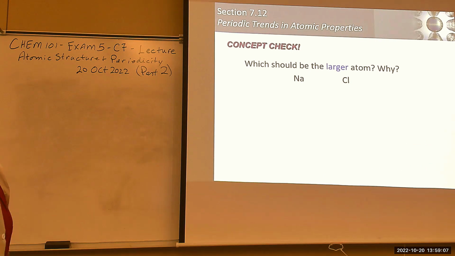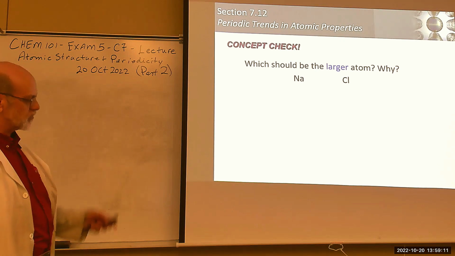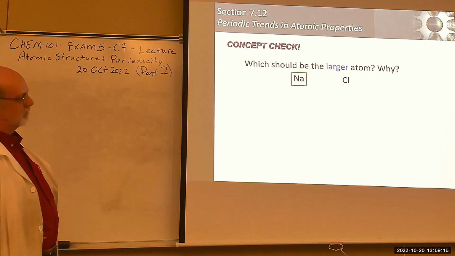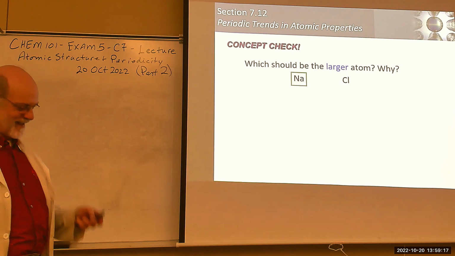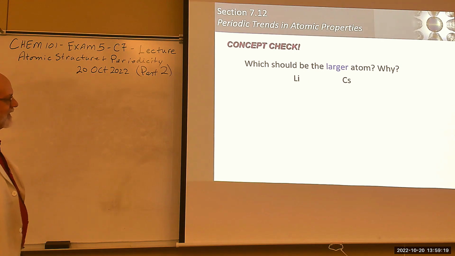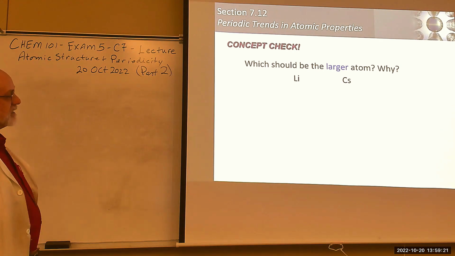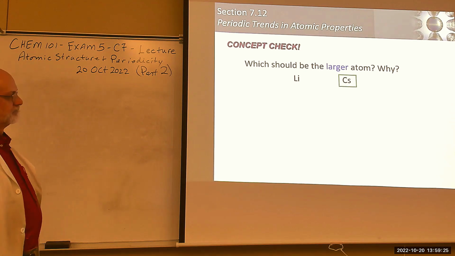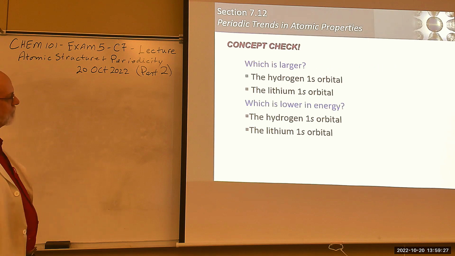Which should be a larger atom? Sodium and chlorine are in the same period, so chlorine should be smaller, and sodium would be larger. How about up and down? Well, cesium is below lithium, so it should be bigger.